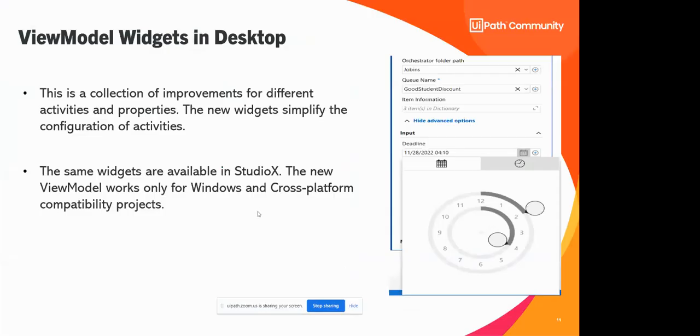And as I mentioned, this will work only for Windows and cross-platform project compatibility. Okay, I would like to explain one more thing here. In many places you are hearing this word Windows and cross-platform compatibility, right? So we have three compatibility modes in UiPath projects: legacy, Windows, and cross-platform. The difference is not much. If you take the very first one, it's meant for a 32-bit operating system. That's the number one difference.